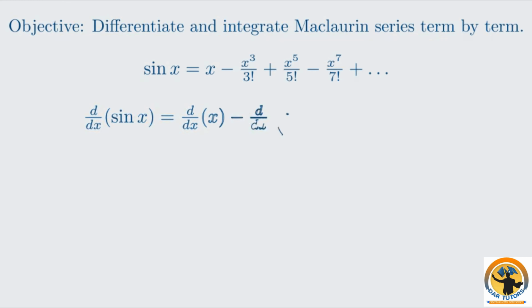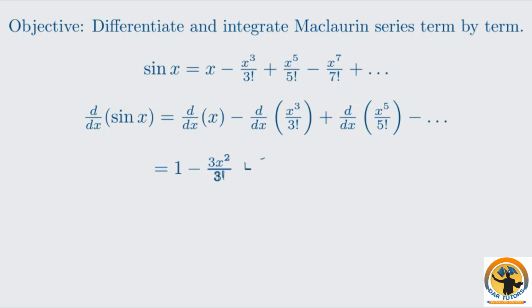The derivative of x is 1. The derivative of negative x cubed over 3 factorial is negative 3x squared over 3 factorial. The derivative of x to the 5th over 5 factorial is 5x to the 4th over 5 factorial, and so on. Now let's simplify the factorials. Remember that n factorial is n times n minus 1 factorial. 3 factorial is 3 times 2 factorial, so the 3 cancels. 5 factorial is 5 times 4 factorial, so the 5 cancels.